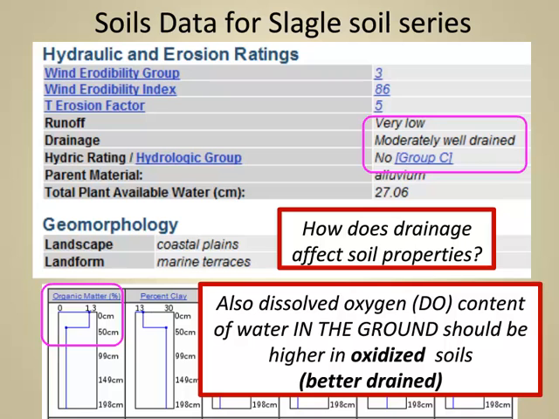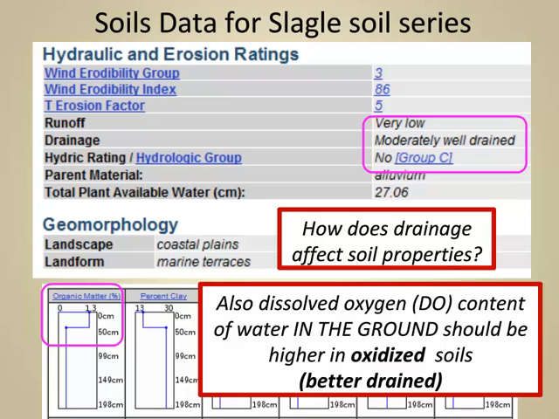Looking at the Slagle soil, for example, you see it's moderately well drained, and so accordingly the organic material is much lower. It's about what we've seen in the other soils, between 1 and 2%. So the chief thing you can see with soil drainage differences is the difference in organic material and in color, which kind of go hand in hand.